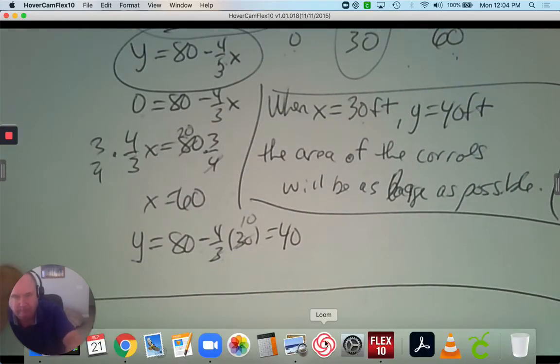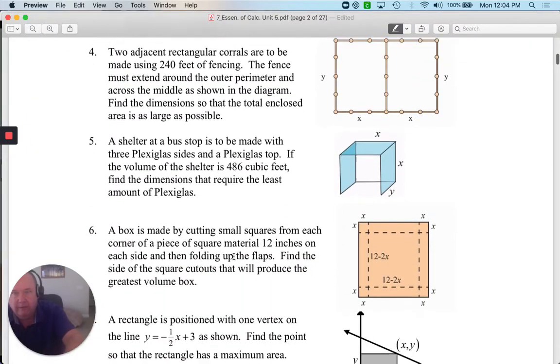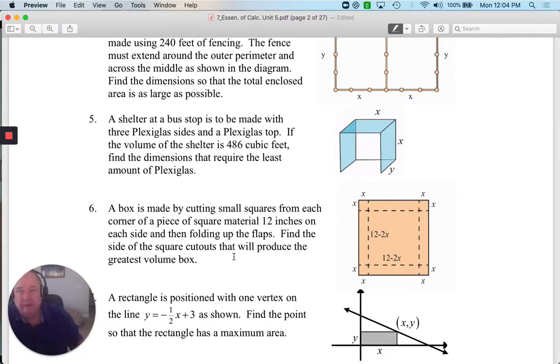Number 5: a shelter at a bus stop is made with 3 plexiglass sides. That's like a fancy plastic. If the volume of the shelter is 486 cubic feet, find the dimensions that require the least amount of plexiglass. So my secondary is what I know already. What do I already know about the bus stop? It says the volume, I already know.